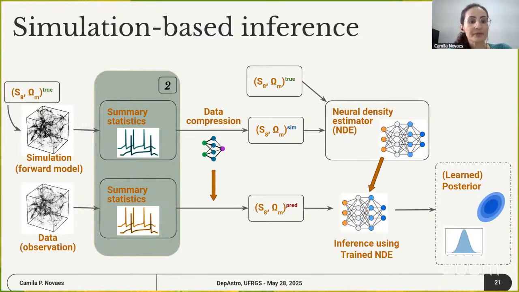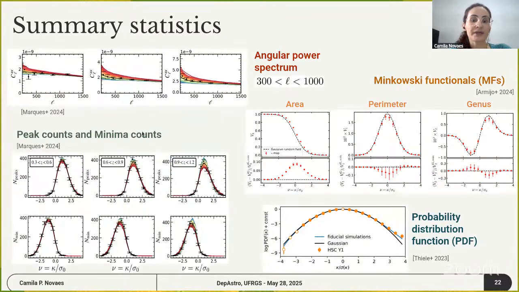So after we produce our simulations, we are then going to calculate the summary statistics. Here, we considered 4 different summary statistics. One of them is the angular power spectrum, a Gaussian statistic, very commonly used, as I told you before. And we use 3 other non-Gaussian statistics. The peaks, and the minima counts, which is basically, for each pixel of your map, you count how many pixels around it have a higher or a smaller amplitude. So you can just count.